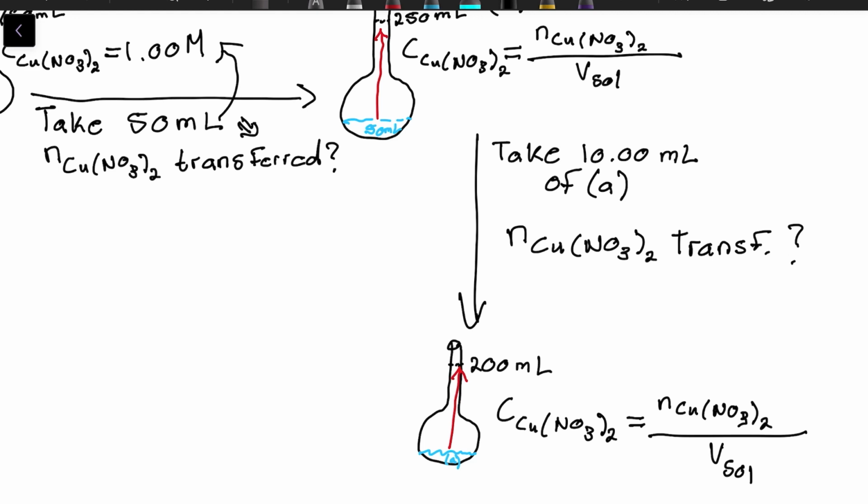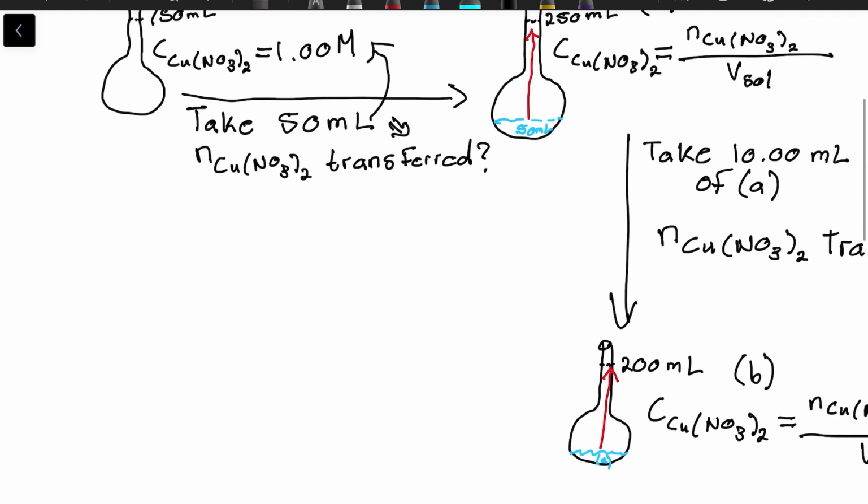Right, so you can see what we need to calculate every time. We need to determine how many moles are transferred to the new beaker or the new flask, then we determine its concentration. Then we take some of that new solution and put it into something else. So again, we need to determine how many moles are actually transferred, and then we can calculate the final concentration here of our solution B. Okay, so let's start with that.